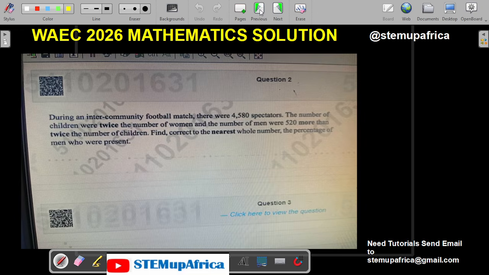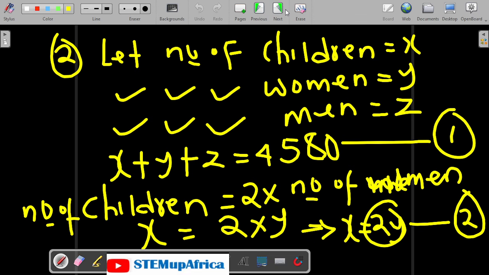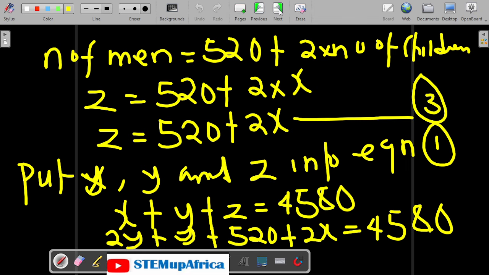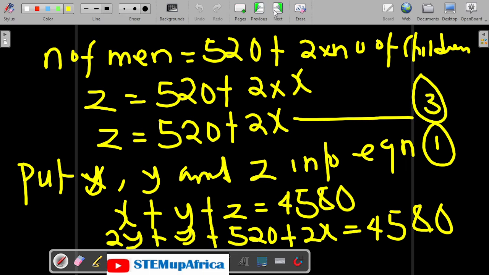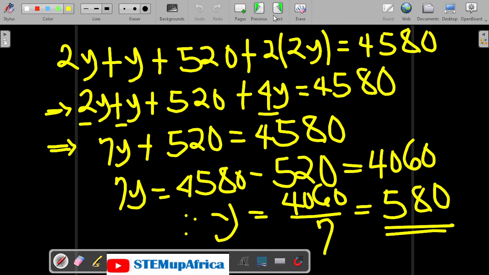So what the question says is to find, correct to the nearest whole number, the percentage of men that were present. So let's find the number of men. The number of men is z. What is z? z is 520 plus 2x. So we need to know what x is to find the number of men. What is x? Our x is 2y. I've got y already as 580.